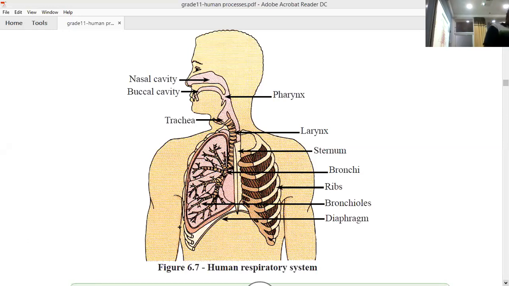Label the parts of the respiratory system in the diagram below. You can label it now. I think it's clear enough. Nasal cavity, pharynx, trachea, larynx, then the sternum, then the bronchi are given, rib cage, bronchioles, diaphragm. But in this diagram, no alveoli sacs are shown.